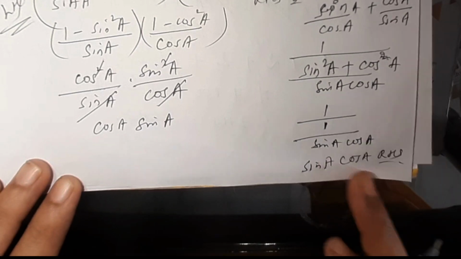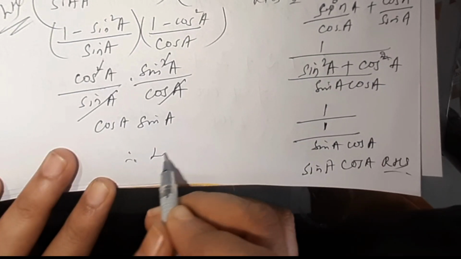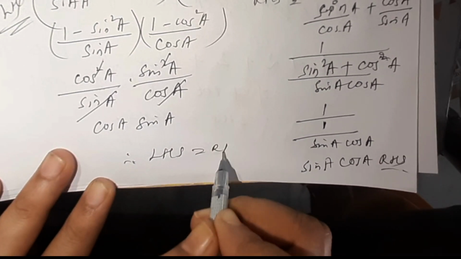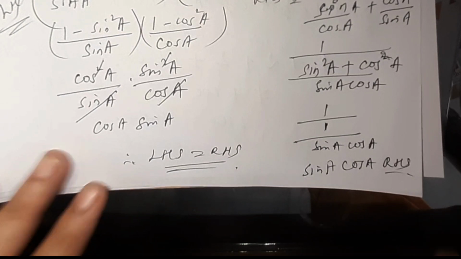So now LHS and RHS both are equal. So we can make LHS equal to RHS. Okay, let's start with the next question. This is the last question of this exercise.